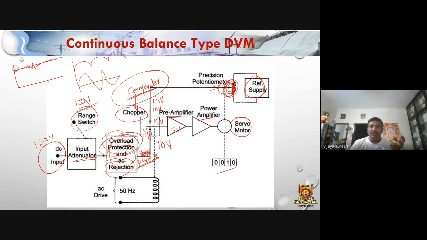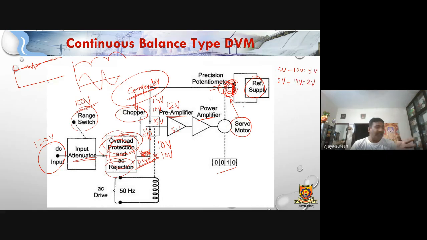Then it will reach 12 volts. Let us say 12 volts. Again, the input voltage is 10 volts. So initially, let us say 15 volts is the reference, and the input voltage is 10 volts. Error is 5 volts. Okay, now the potentiometer has changed somehow with the help of the servo motor. Now the voltage is 12 volts. The input voltage is 10 volts again. The error is 2 volts.